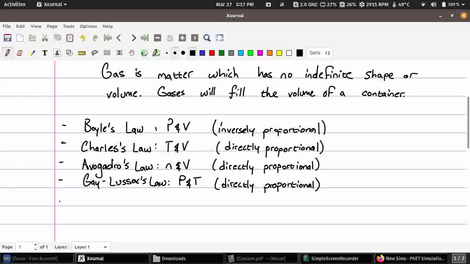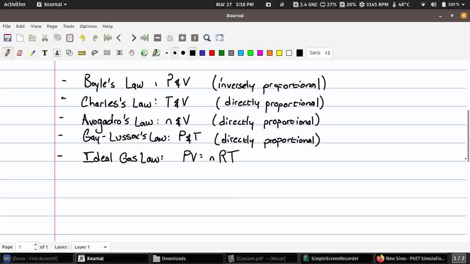Okay, so we have another one, the ideal gas law. This one is just an equation. PV, so pressure times volume, equals n, moles, times R, the gas constant, times T, temperature. And then partial pressures.